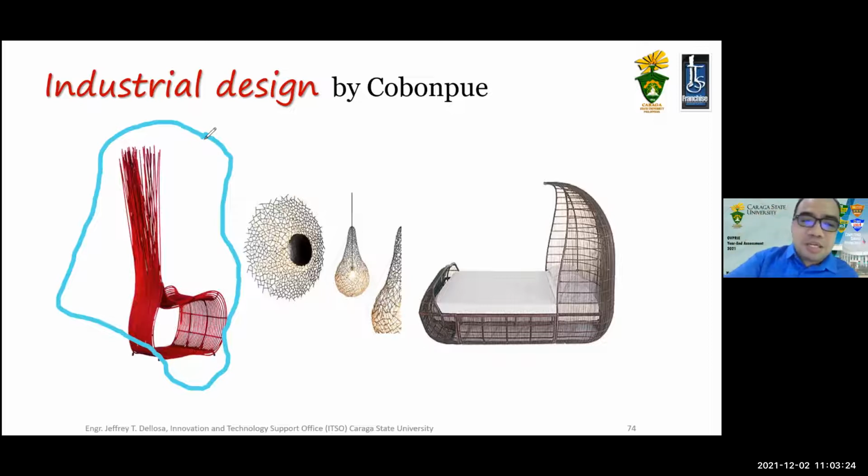So for the house, this one is for the rich, no? The market of Cobonpue is not for ordinary people. It's for the rich and those with money. What happened was that when this one came out, a lot of people were really interested, and people kind of began to like it, even at 75K.